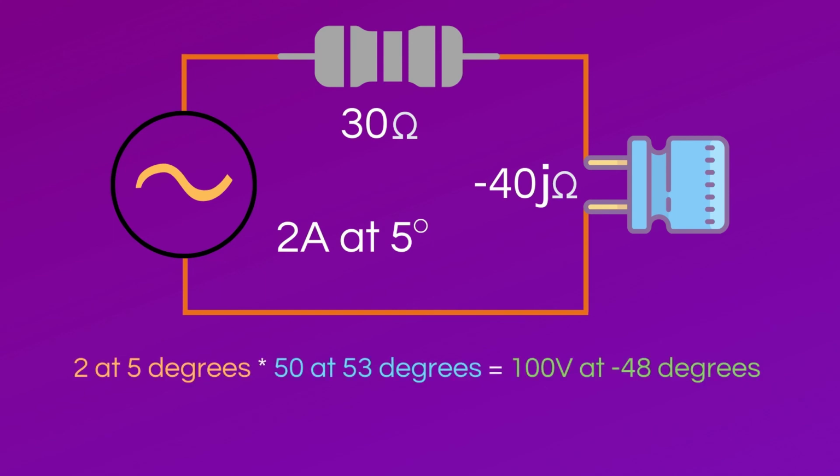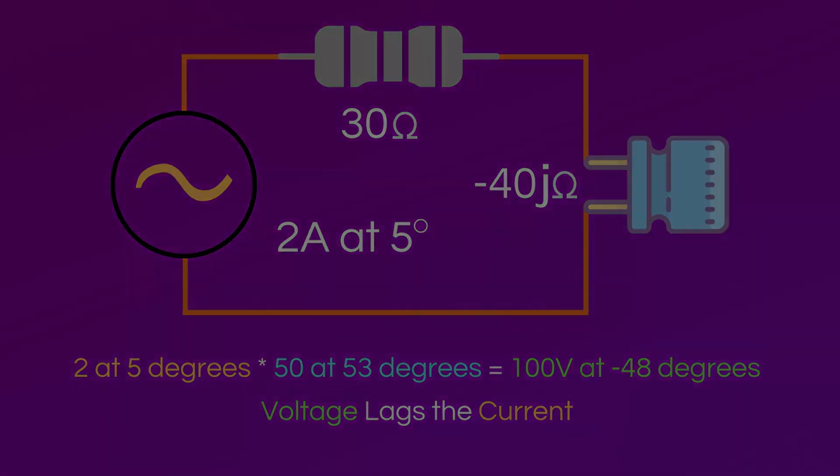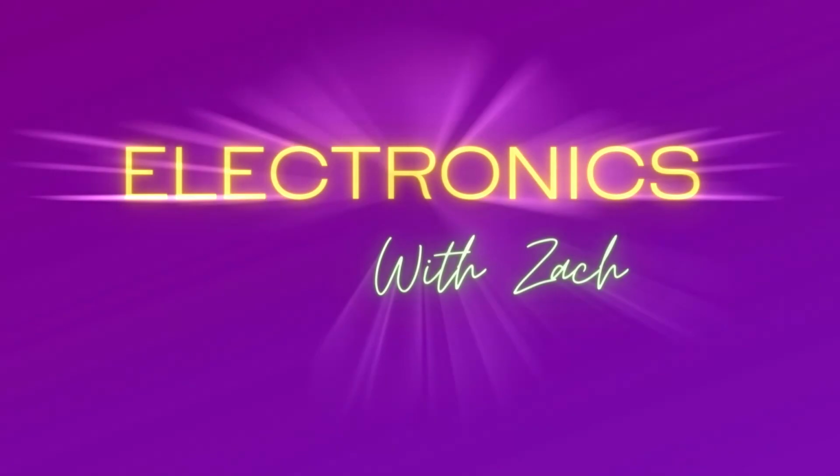For practice, let's find the voltage of the circuit that uses a capacitor instead of an inductor. Per Ohm's law, the voltage in the circuit equals 2 amps at 5 degrees times 50 ohms at negative 53 degrees, which equals 100 volts at negative 48 degrees. As the voltage has an angle of negative 48 degrees, it lags the current by 53 degrees.